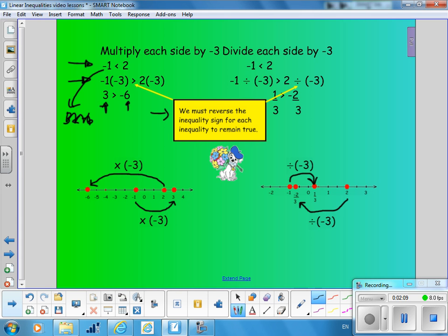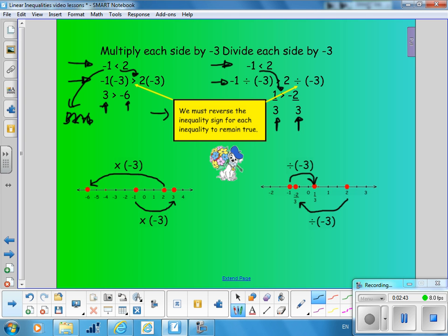So now we're multiplying by a negative, and when we multiply by a negative, we have to flip the inequality sign. Let's see if that's the same thing with division. We have -1 is less than 2. I'm going to divide each part by -3. -1 divided by -3 is +1/3. 2 divided by -3 is -2/3. In order for that to remain a true statement, we need to flip the inequality sign.